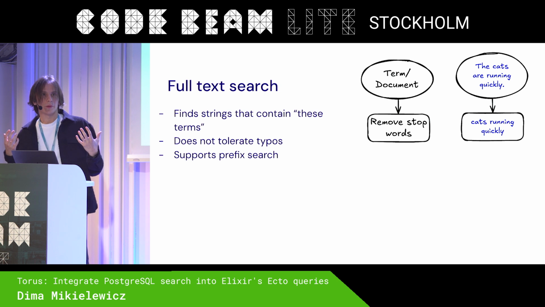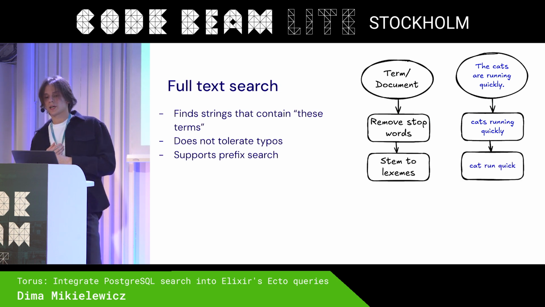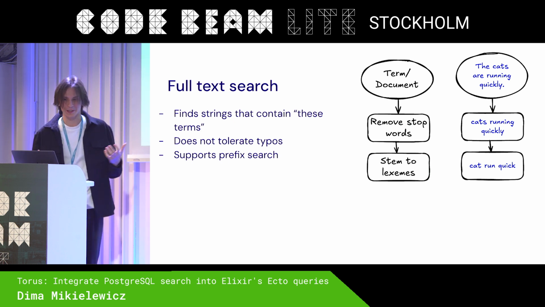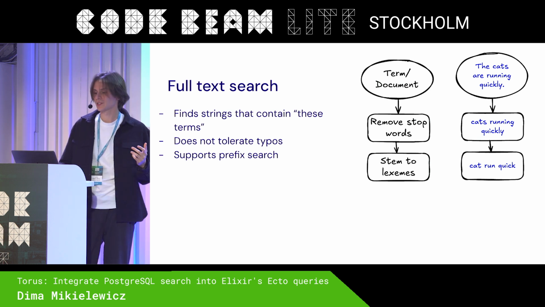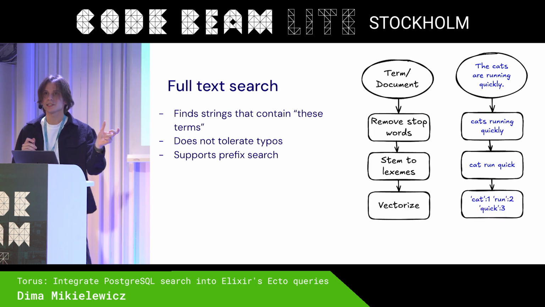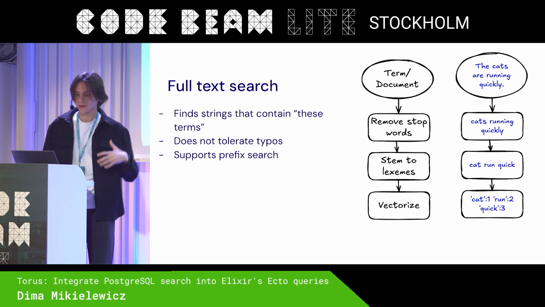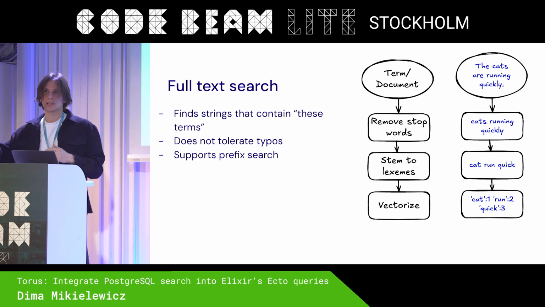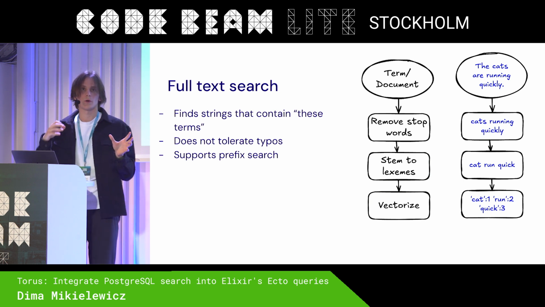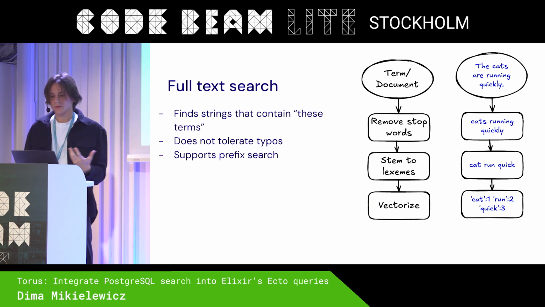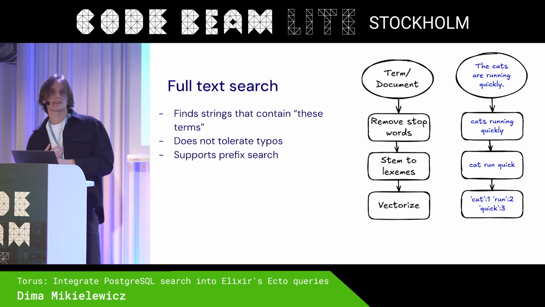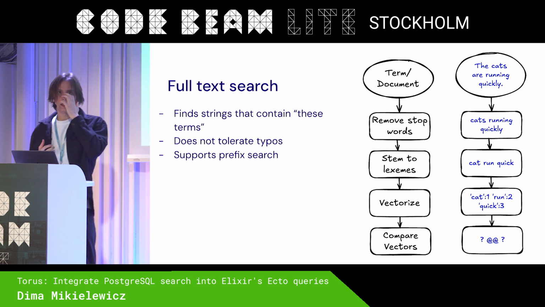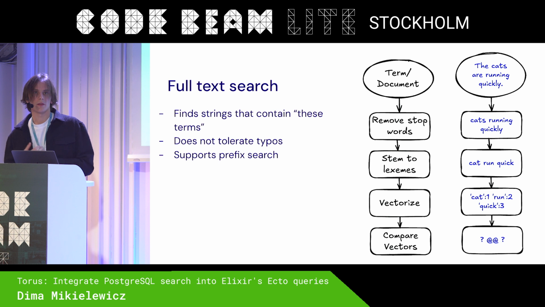But let's dive into an example of how full text search works. So in full text search, imagine we have a sentence: the cats are running quickly. First thing it will do, it'll remove stop words. So you will have only cats running quickly. The next thing it will do, it will stem every single word to its lexeme, to the base form. So you'll have cat, run, quick. The next step is it will vectorize this term based on the position in the sentence. So you'll have cat, run, quick, first, second, third.